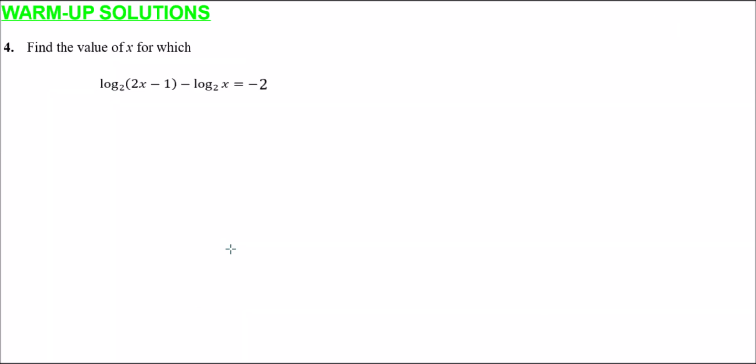Final warm-up question. Find the value of x for which log base 2 of 2x minus 1 minus log base 2 of x equals negative 2. So this side is in terms of log base 2, this bit isn't. So I need to think about how I can rewrite minus 2 in terms of log base 2.